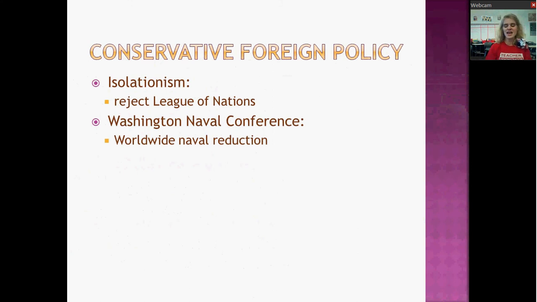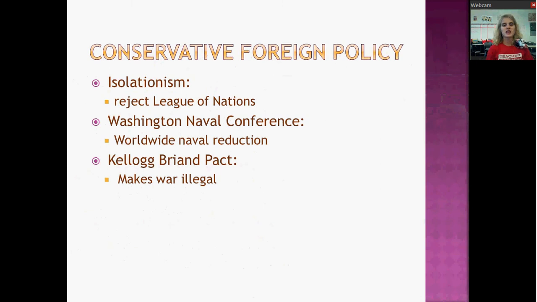The other one is kind of a silly one, at least I think. This is the Kellogg-Briand Pact. So the Kellogg-Briand Pact was another kind of similar idea where all of these world leaders get together and they say, we are no longer going to use war as a way to solve conflict, right? Essentially, what they did was outlawed war or made war illegal.